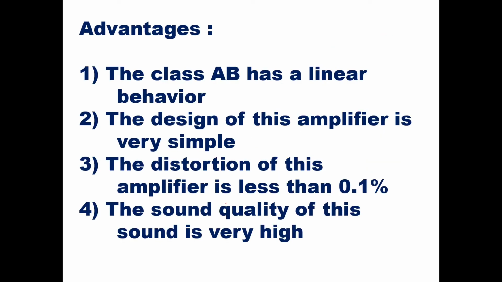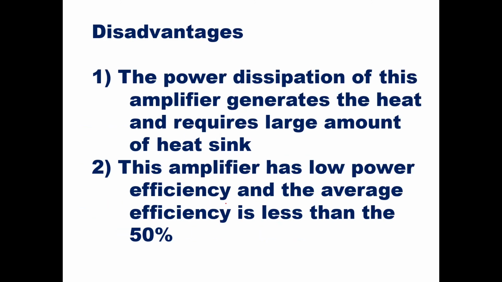Okay. Now, if you see the advantages of the class AB amplifier, it has a linear behavior. The design of this amplifier is very simple. The distortion of this amplifier is less than 0.1%, and the sound quality is very high. Similarly, if you see the disadvantages, the power dissipation of this amplifier generates heat and requires a large amount of heat sink. So heat sinks are required here, and this amplifier has low power efficiency; the average efficiency is less than 50%. Okay, so as compared to class A, it is less.